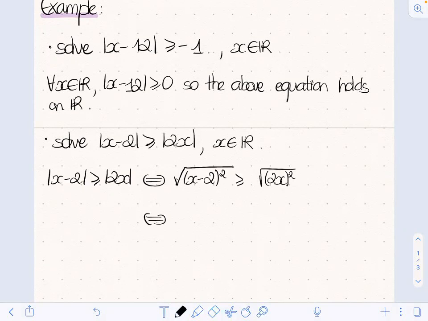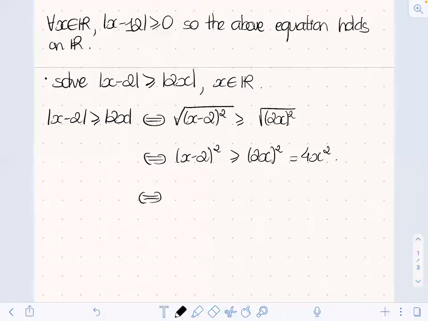Okay, but that can then be lifted to 2x squared, to the equation without the square root. So in fact, when you're actually performing these type of operations, you can directly go from this to this. And here you see on the right hand side, you've got 4x squared. And so you end up with a polynomial type equation. So if we expand the left-hand side, you get x squared minus 2x plus 4 greater than 4x squared.